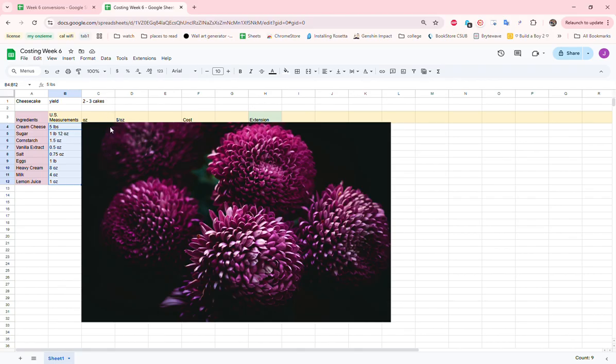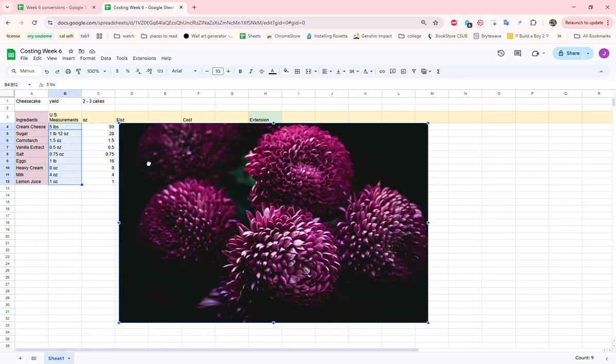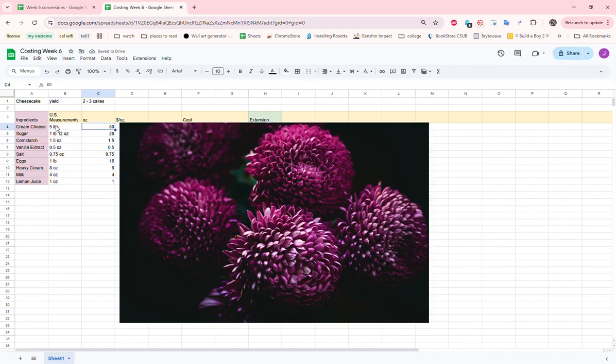For the smallest amount, we are looking for ounces to make our life easier, and we just convert everything to ounces. So 5 pounds would be 5 times 16 equals 80 ounces. 1 pound 12 ounces would be 16 times 1, which gives us 16, plus 12 ounces is equal to 28 ounces.